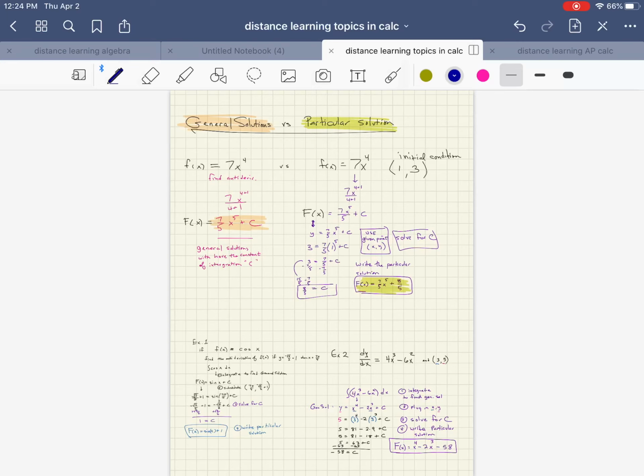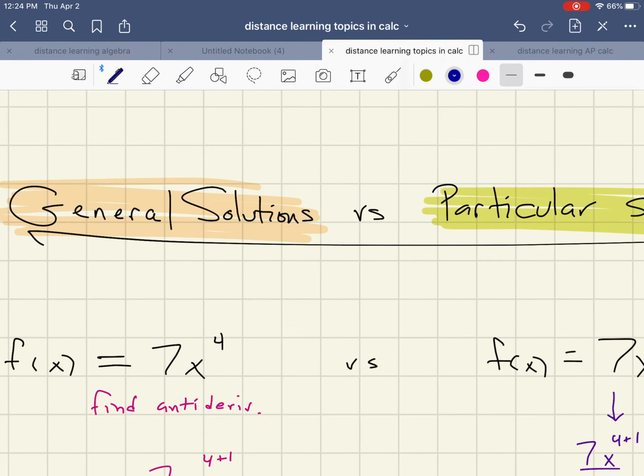This is a video on finding particular solutions. The difference between general solutions and particular solutions is that a general solution is going to retain the constant of integration c and therefore represent a large group of functions with the same base, and then you have that additional plus c. It could be any real number. So in fact, you have infinitely many different answers. That's what a general solution is.